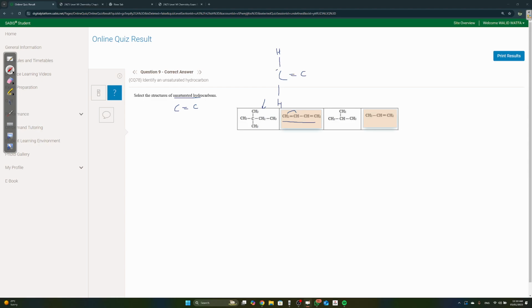Okay? So, do you have a carbon double bond here? Yes, you do. Here, is there a carbon double bond? No, so it's going to be saturated. Here it's saturated. Here, is there a carbon double bond? Yes.